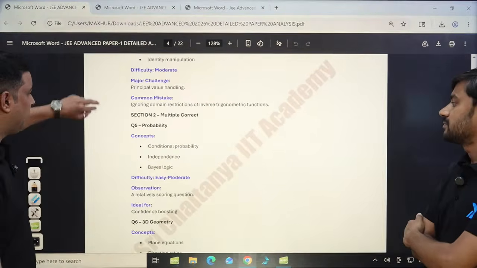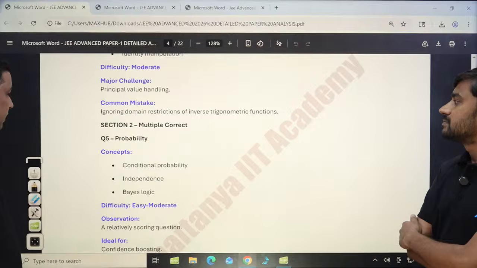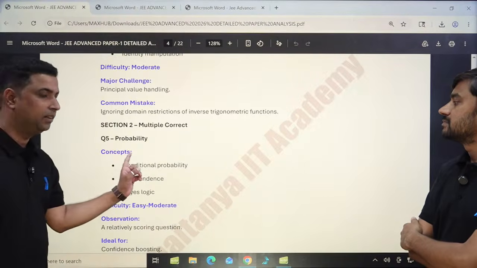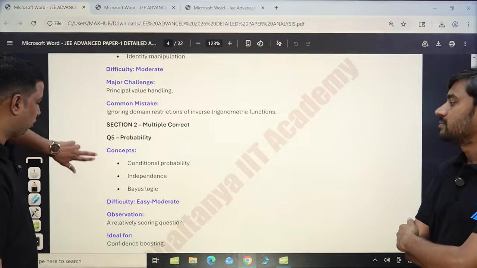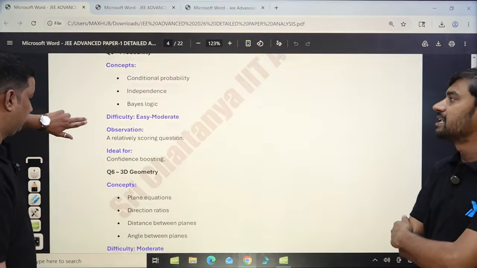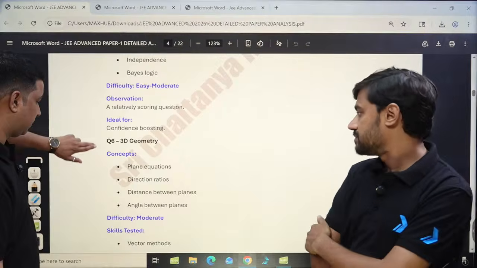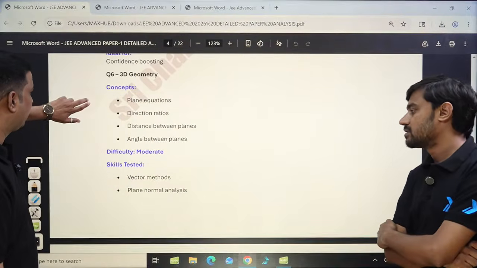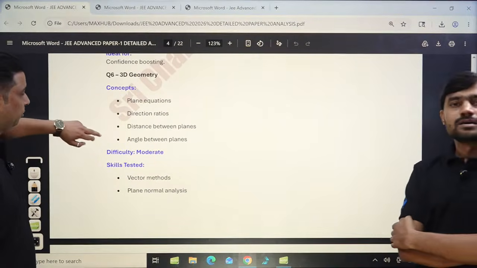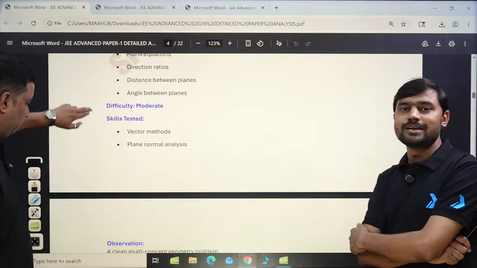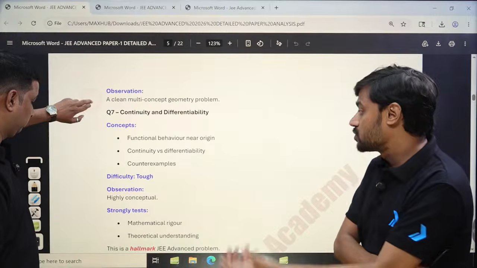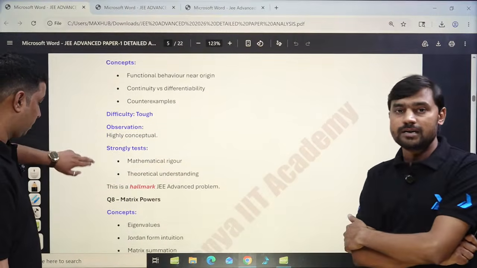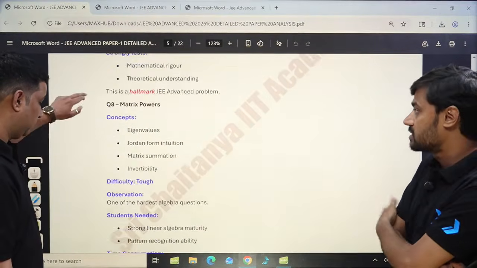Multiple correct. In multiple correct, question number 5, probability, they have asked in the multiple correct question. Similarly, if I talk about the difficulty level, it was easy to moderate. Yes, sir. Similarly, if I talk about vector and 3D, question number 6 was from 3D. Here we are analyzing each and every question stepwise, so it will take some time, and you can understand very much from this PDF.